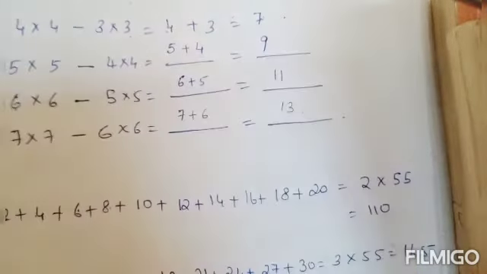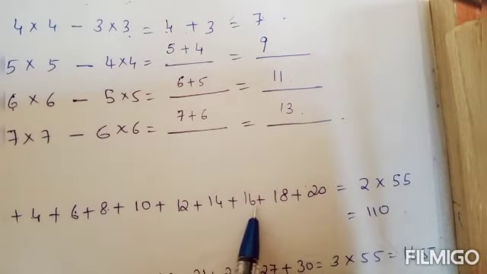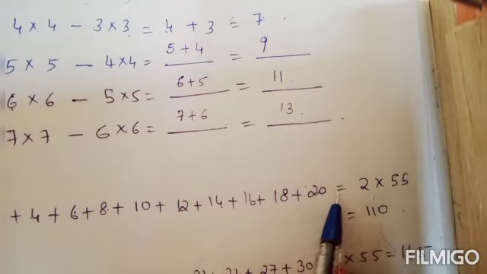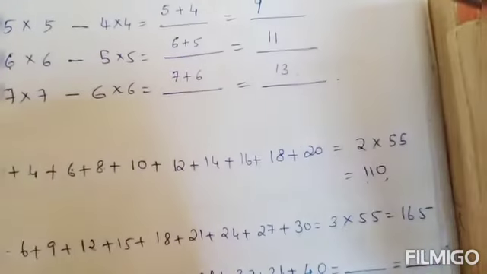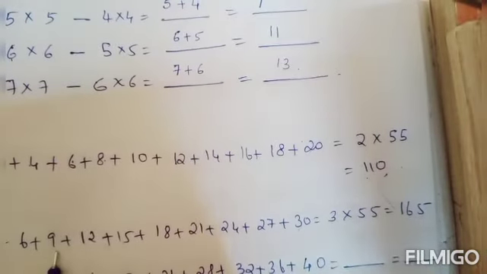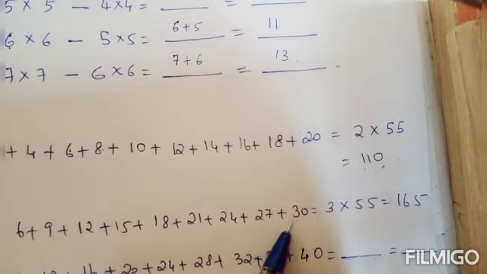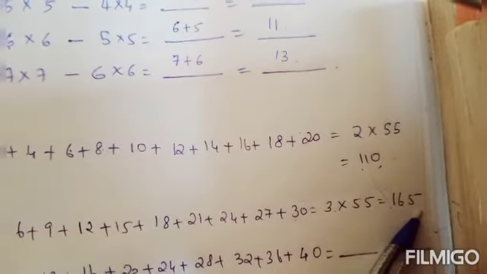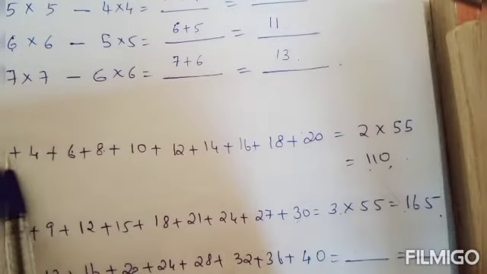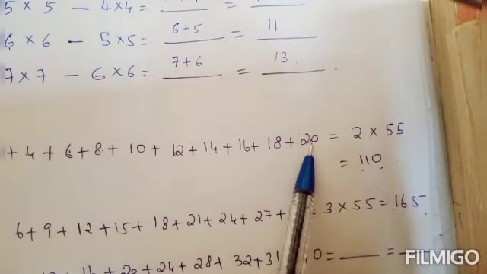Next E: 2 plus 4 plus 6 plus 8 plus 10 plus 12 plus 14 plus 16 plus 18 plus 20 equal to 2 into 55, you will get 110. Next 3 plus 6 plus 9 plus 12 plus 15 plus 18 plus 21 plus 24 plus 27 plus 30. It is 3 into 55 equal to 165. So you can see these are the multiples of 2 up to 20.